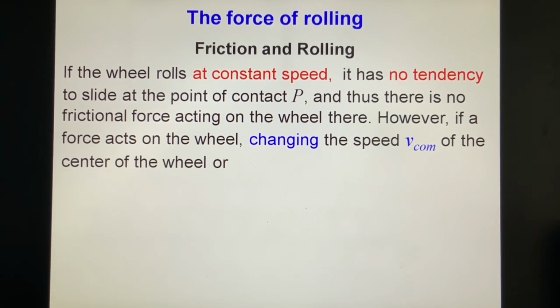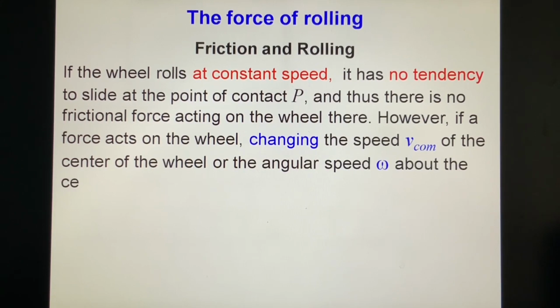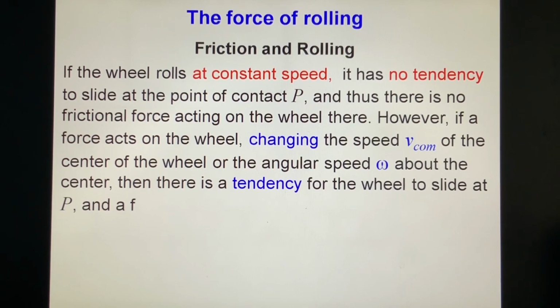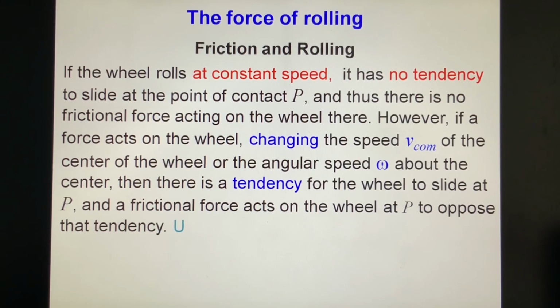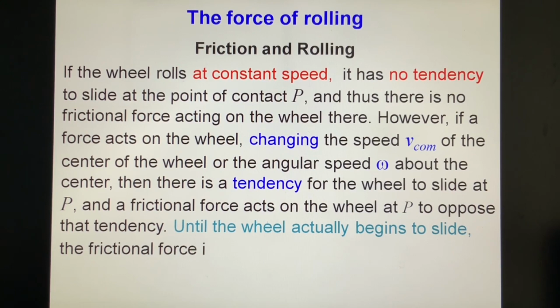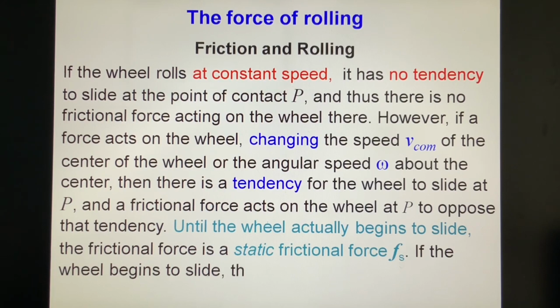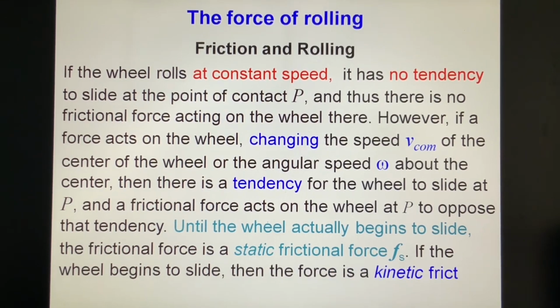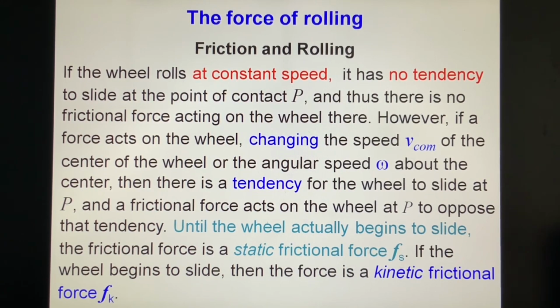However, if a force acts on the wheel, changing the speed v com of the center of the wheel or the angular speed omega about the center, then there's a tendency for the wheel to slide at P, and a frictional force acts on the wheel at P to oppose that tendency. Until the wheel actually begins to slide, the frictional force is a static friction force, Fs. If the wheel begins to slide, then the force is a kinetic friction force, Fk.